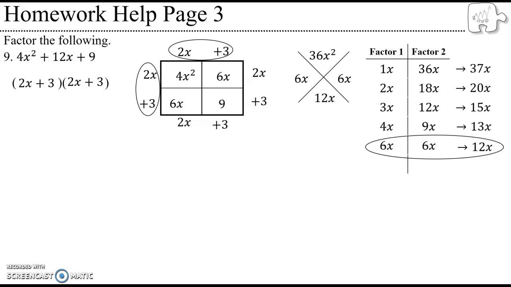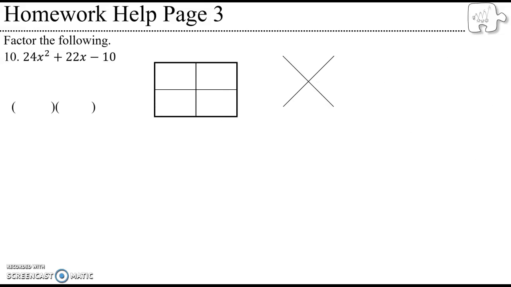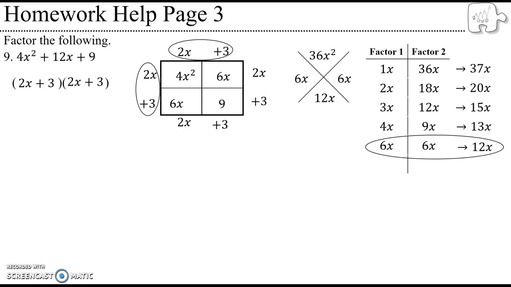All right, so now the last problem that I'm going to do with you guys is this one: 24x squared plus 22x minus 10. Those are all pretty big numbers. Is there a way to make it smaller? You might have been concerned about 4x squared, 12x, 9, those are pretty big. But there's no number that goes into 4, 12, and 9. The only numbers that go into 4 are 2 and 4. 2 goes into 4 and 12, but not 9. And 4 goes into 4 and 12, but not 9.